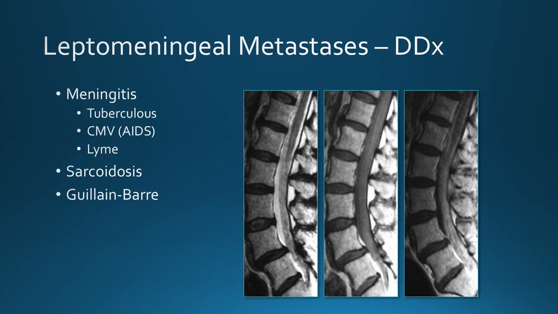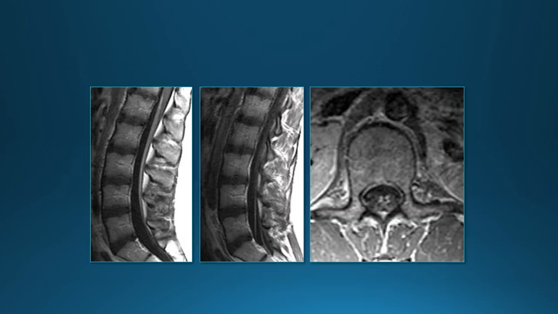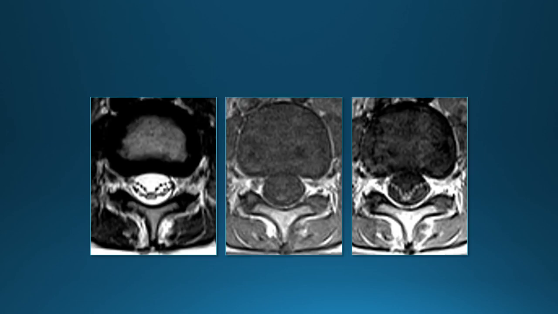Differential for leptomeningeal metastases: infection, meningitis, sarcoid, and Guillain-Barré. Here we can see enhancement along nerve roots, enhancing nerve roots on the axial. This turned out to be a patient with Lyme disease. In this patient, only the anterior nerve roots enhance with contrast. This is a patient with Guillain-Barré.